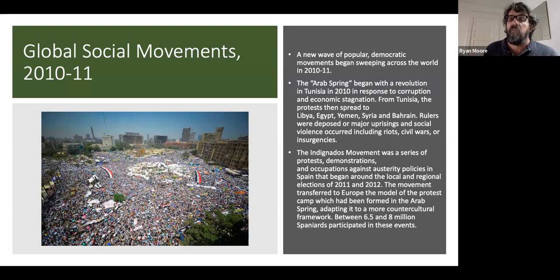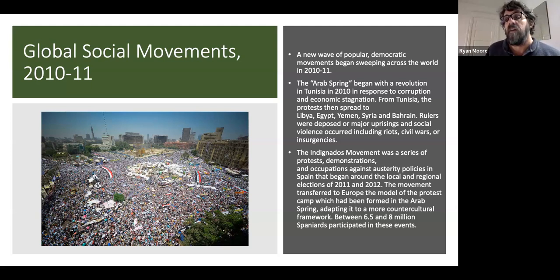So this model of mass assemblies of people in the streets who are trying to democratically take back decision making and take back their society. They're holding these huge assemblies that are supposed to be a model of that kind of democracy in action, a model of the kind of world that they want to put into being. These forms of popular assembly had been created during the Arab Spring, and then are quickly adapted by other peoples around the world.